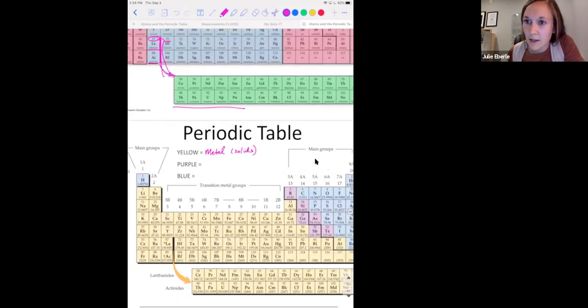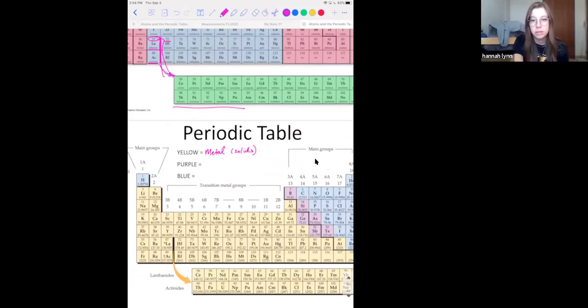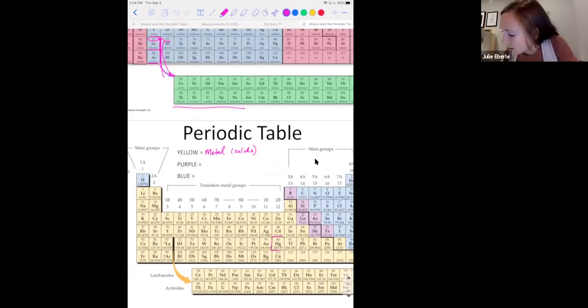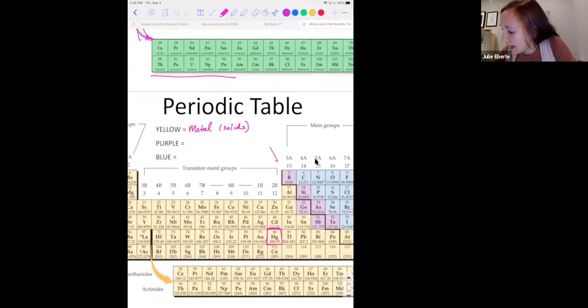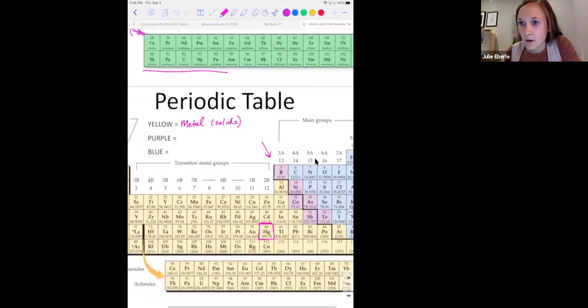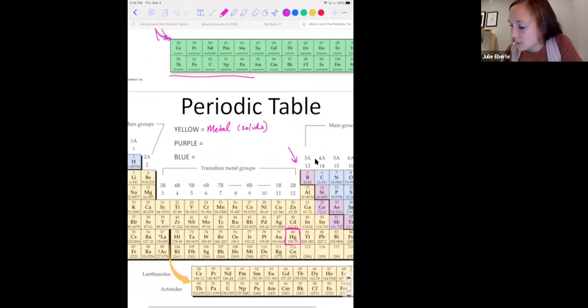Now, can anybody think of one exception? There's one metal that is a liquid at room temperature. Anybody know what it is? I bet you can think of it. It's mercury, right? Yeah, mercury, right here. That's our exception. Mercury is a liquid at room temperature. And that is some bad stuff. You don't want to play around with mercury. Okay, the purple, which is like this diagonal stair-stepped section over here, these are called metalloids.